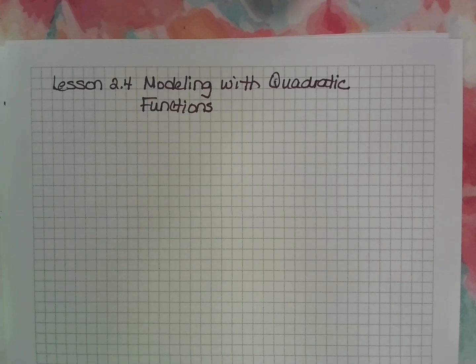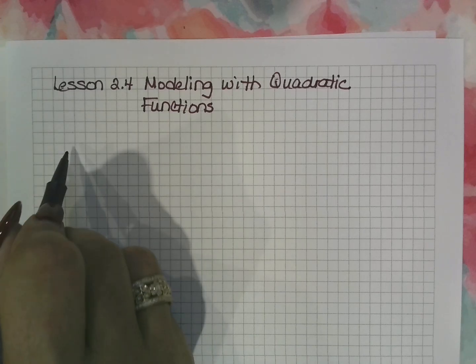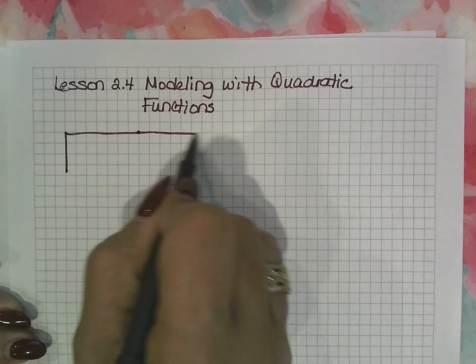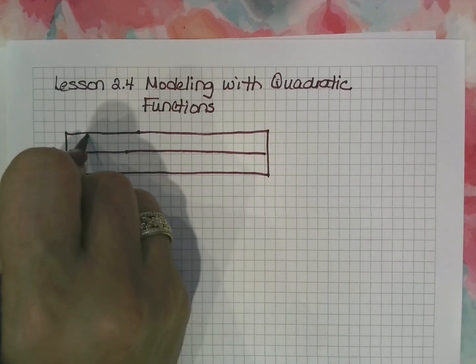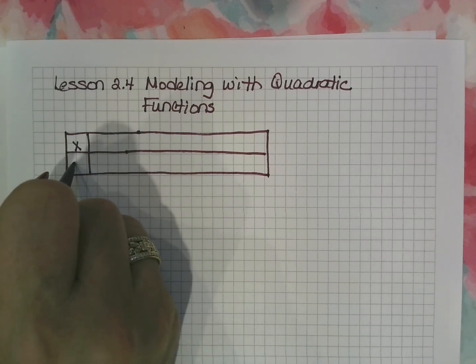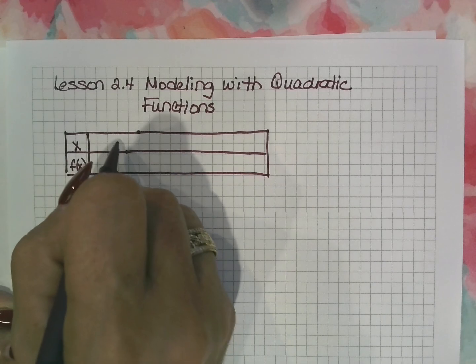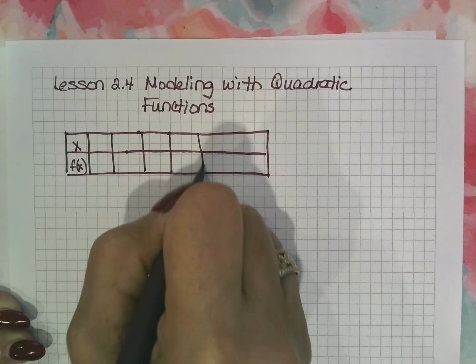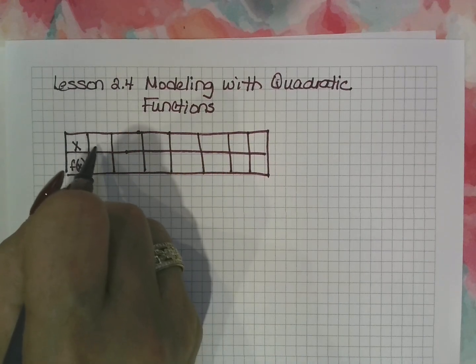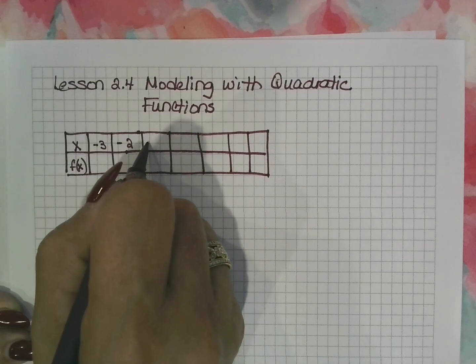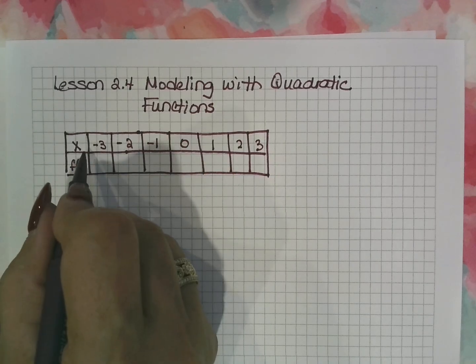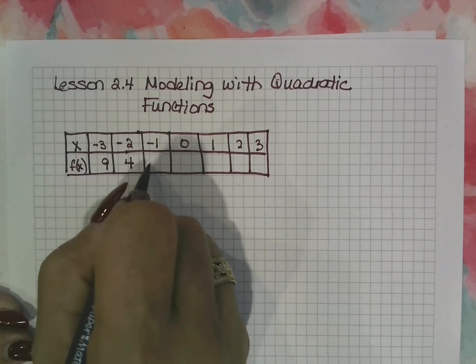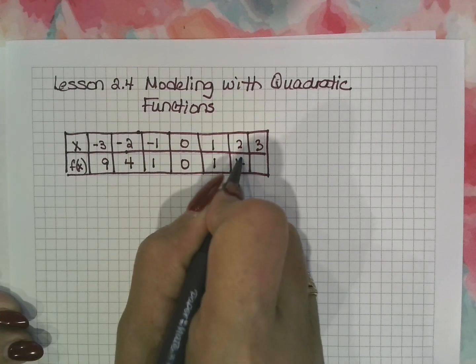So the first problem that we're given, actually before the first problem, we're given a little bit of an introduction to this whole idea of modeling data. So we're given a table, and in that table we're going to have our x values and our y values, also known as f of x. Doesn't matter what you write there. And then we're going to be given several points, and we're going to have -3 as an x value, -2, -1, 0, 1, 2, and 3. And then the f of x values for these corresponding x values, those are going to be 9, 4, 1, 0, 1, 4, 9.